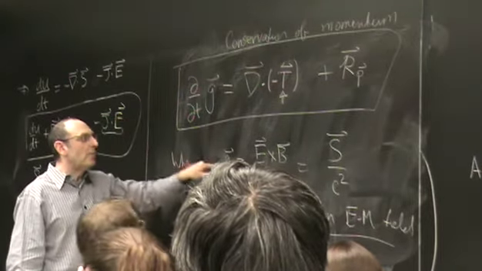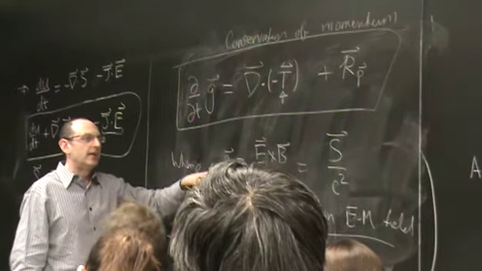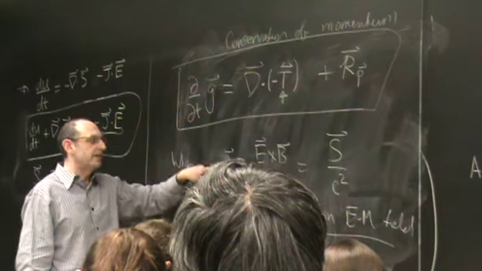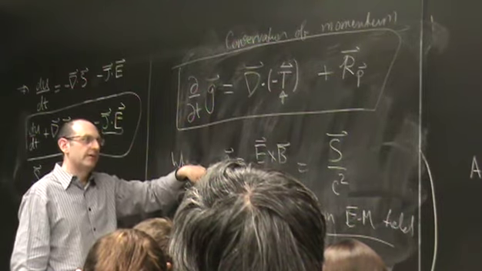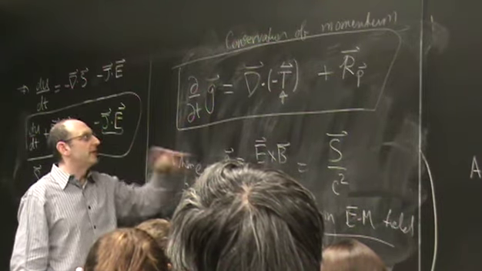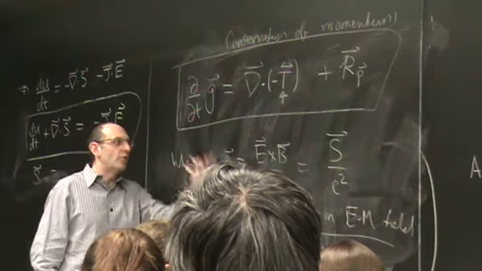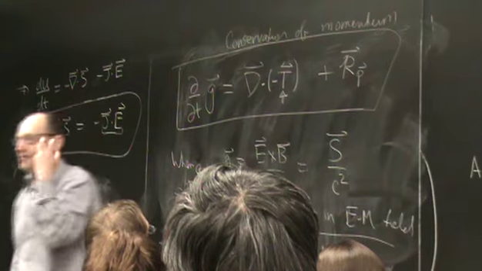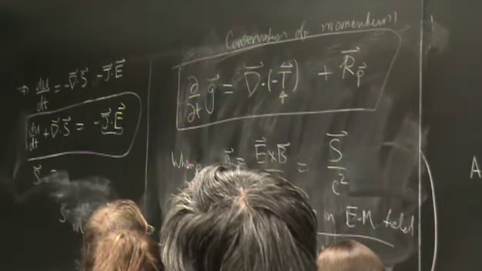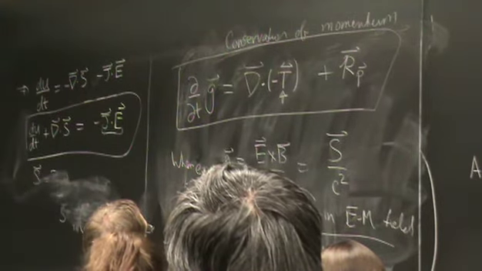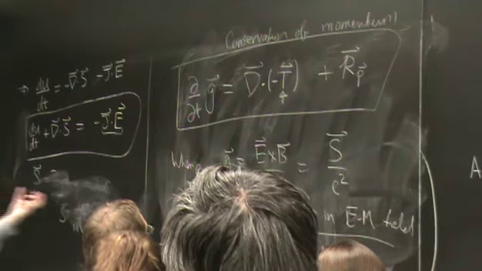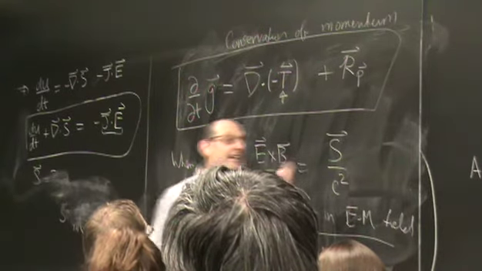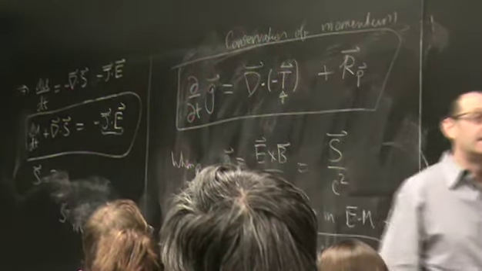G is the momentum density. It's the amount of momentum in the electromagnetic field per unit volume, such that if I were to integrate this over a volume, that would tell me how much momentum is contained in the field. So electric and magnetic fields not only contain energy, they contain momentum.